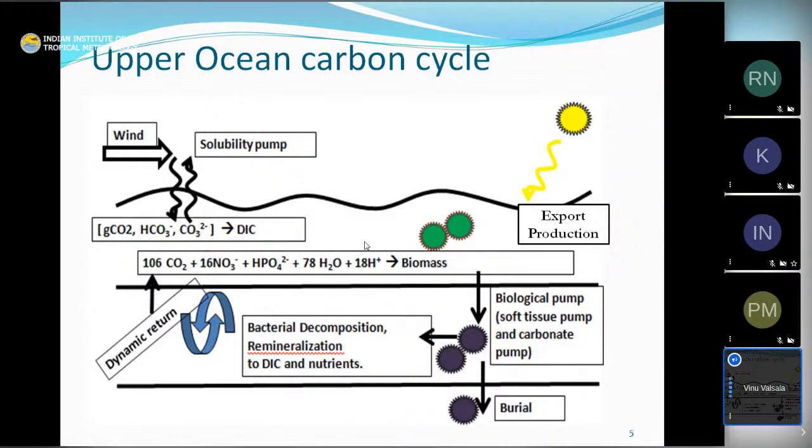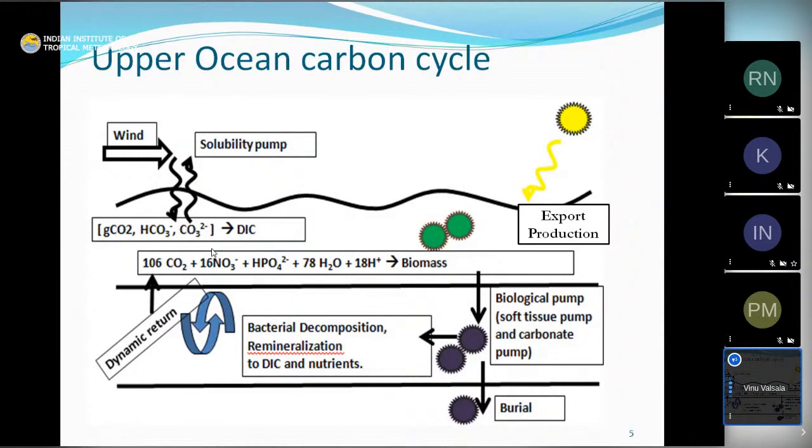Now, what happens to the chemistry? We know that if you expose carbon dioxide gas to the water, it can get dissolved in the ocean due to chemical reactions. So there is dissolution of carbon dioxide gas into the water in dissolved aqueous gaseous forms, and as carbonate and bicarbonate. The atmospheric wind also helps in this chemical dissolution. We can call it a solubility pump.